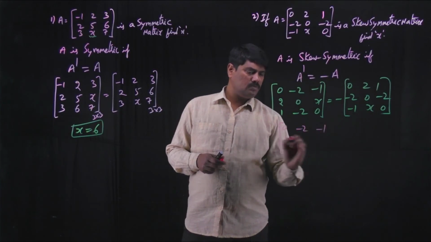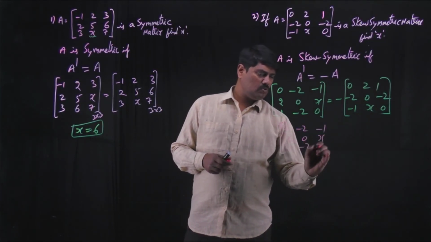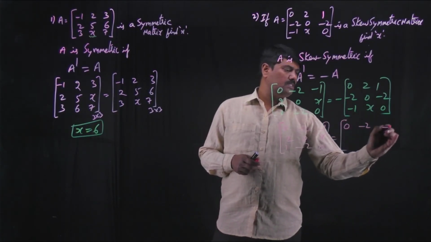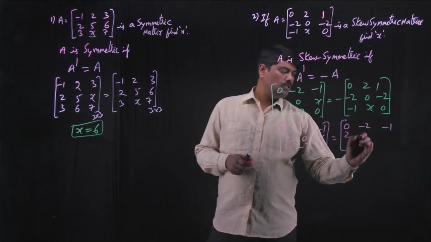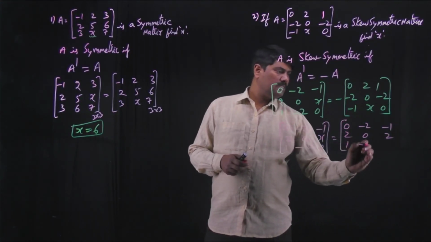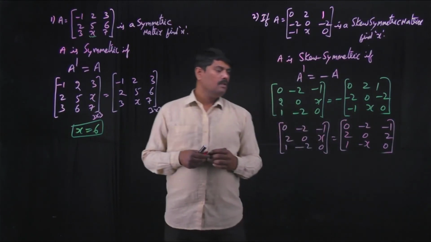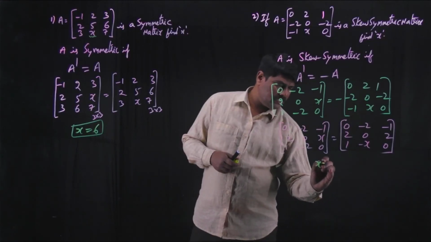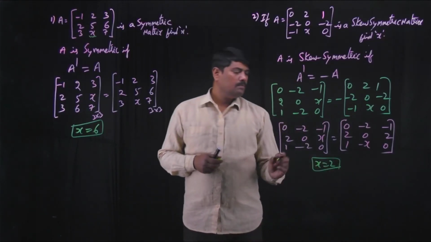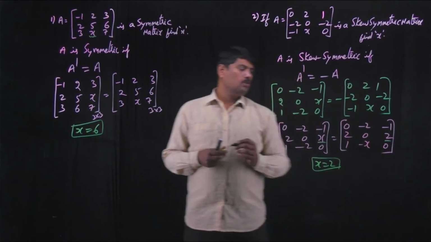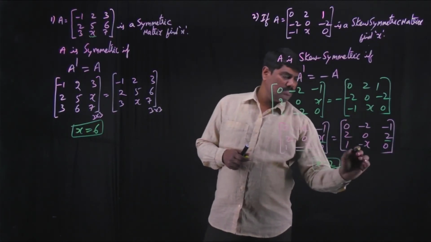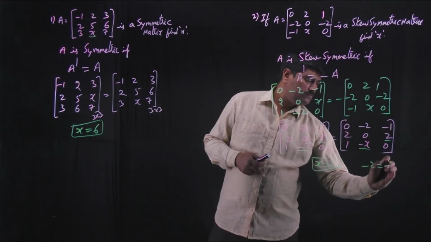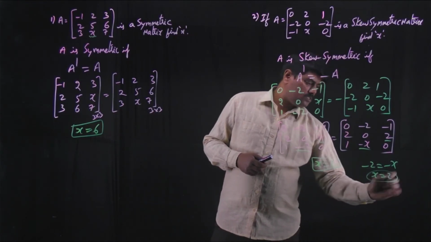Zero, minus 2, minus 1, 2, 0, x, 1, minus 2, 0. This one is the same. Multiplying minus with every element: 0, minus 2, minus 1, 2, 0, 2, 1, minus x, 0. Now both are 3 by 3 matrices. Equating corresponding elements, you can say that x is equal to 2 by equating the 2, 3 element in both matrices, or you can equate the 3, 2 elements in both matrices. Minus 2 is equal to minus x, so you can say x is equal to 2, like that also.